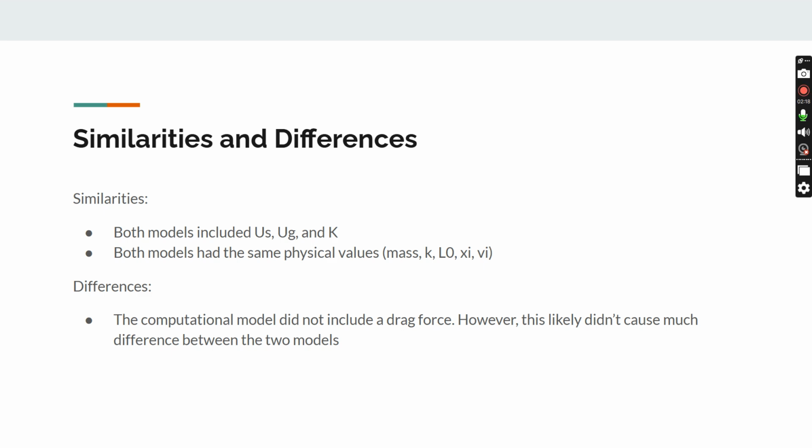Some similarities and differences. Some similarities were that both models included spring potential energy, gravitational potential energy, and kinetic energy, and both models had the same physical constants. Some differences are that the computational model did not include a drag force. However, this likely didn't cause much difference between the two models.